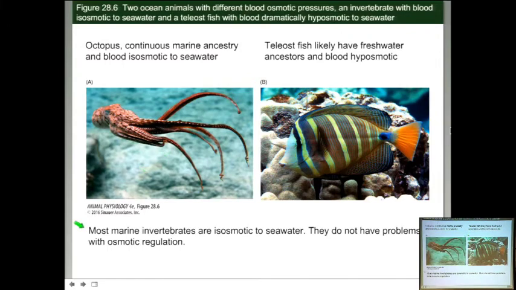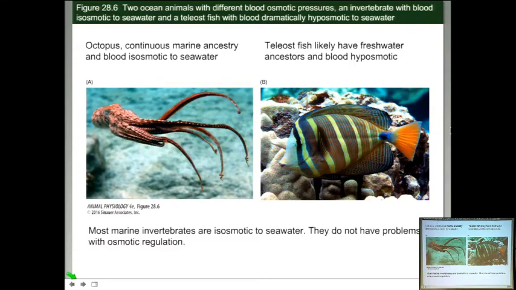Now, most marine invertebrates are isosmotic to seawater. And they don't have problems with osmotic regulation because they're living in an environment that they're isosmotic to. So they don't tend to gain or lose water or ions. Their blood tends to have very few organic compounds, mostly inorganic ions that are fairly similar to ocean water, some variations, but by and large they're fairly similar.